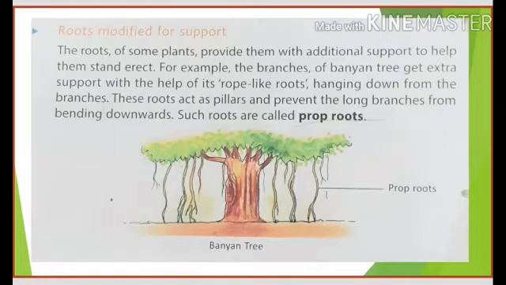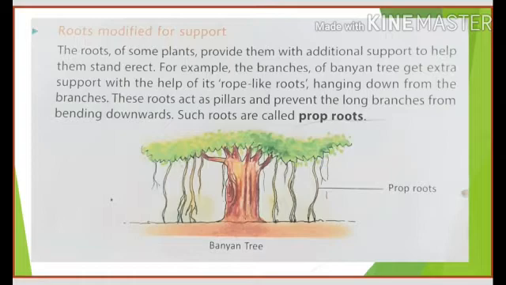The roots of some plants provide them with additional support to help them stand erect. For example, the branches of the banyan tree get extra support with the help of rope-like roots hanging down from the branches. These roots act as pillars and prevent the long branches from bending downward. Such roots are called prop roots.